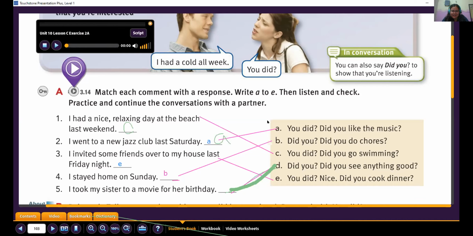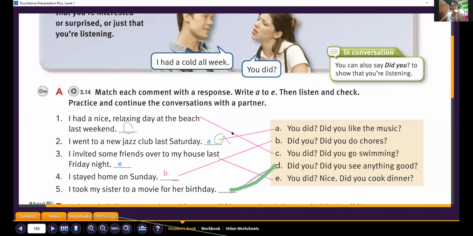Okay, excellent. You answered correctly, guys. Very, very good job. We have the lines, we have the letters, so it was really, really good. I'm going to share with you some activities in the workbook where you can practice this information for tomorrow.